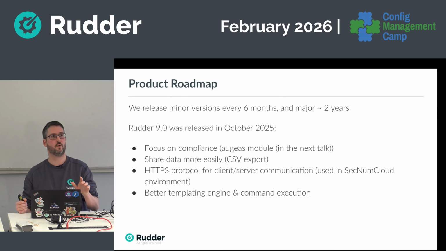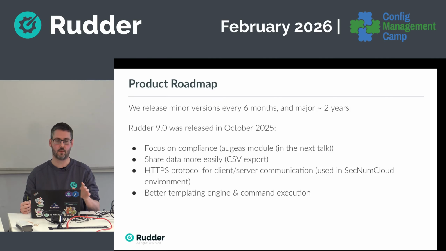So we release a new version of Rudder every 6 months, minor version every 6 months, major version every 2 years, roughly. A minor version adds new features, major version can change significantly many things. We released Rudder 9.0 in October, so a few months back, with a huge focus on compliance, especially around OGS.